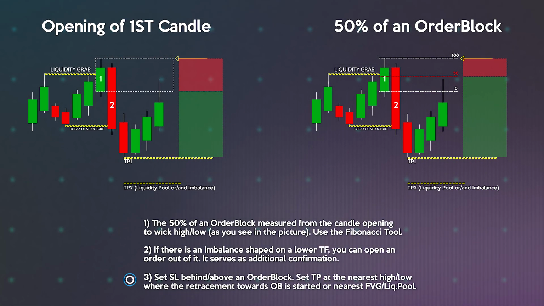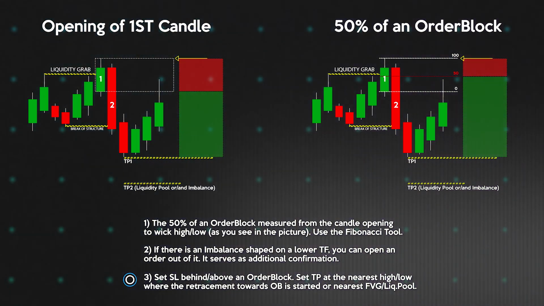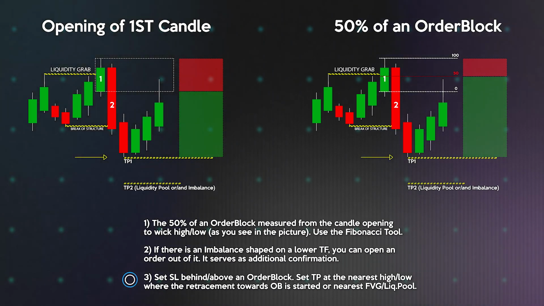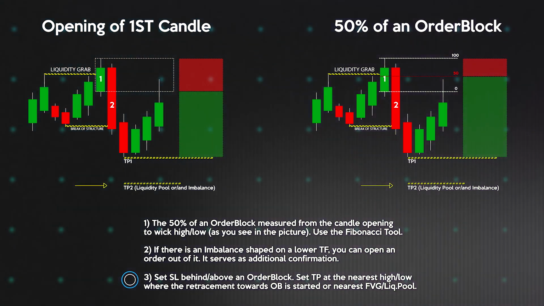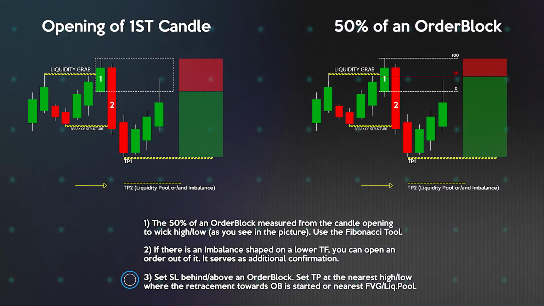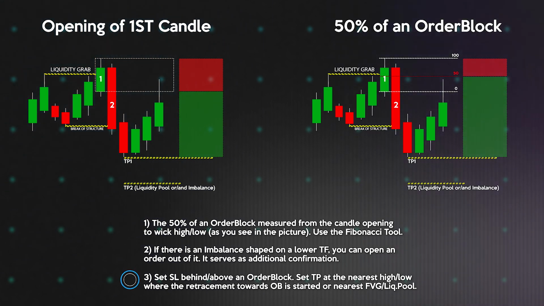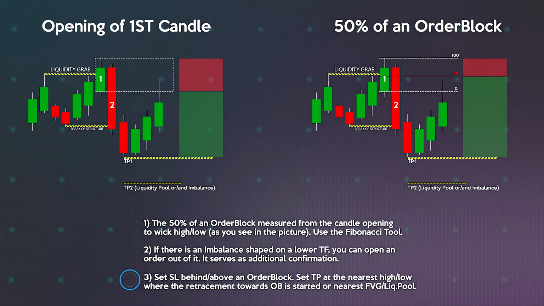The stop loss is usually set behind or above the order block. The take profit is usually set on the first high or low where the retracement started. Also, you can target an imbalance or set it on a significant liquidity pool. Just don't forget about the correct risk to reward ratio. I recommend at least 1:3.